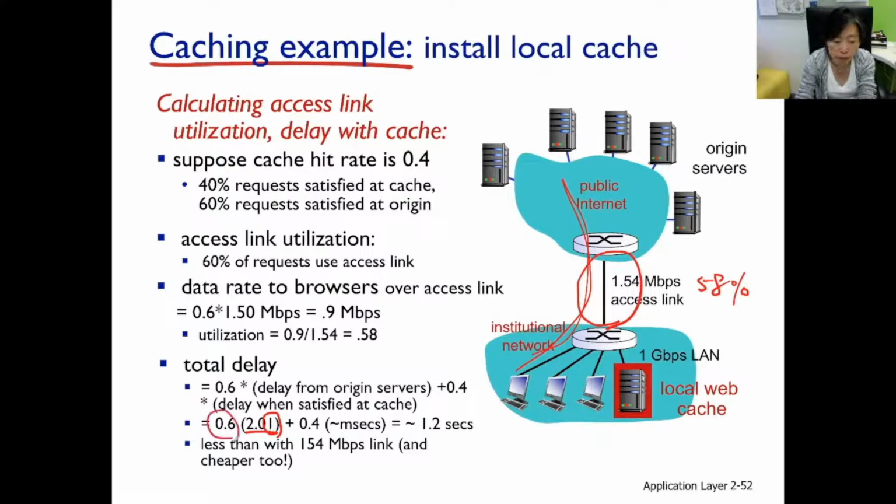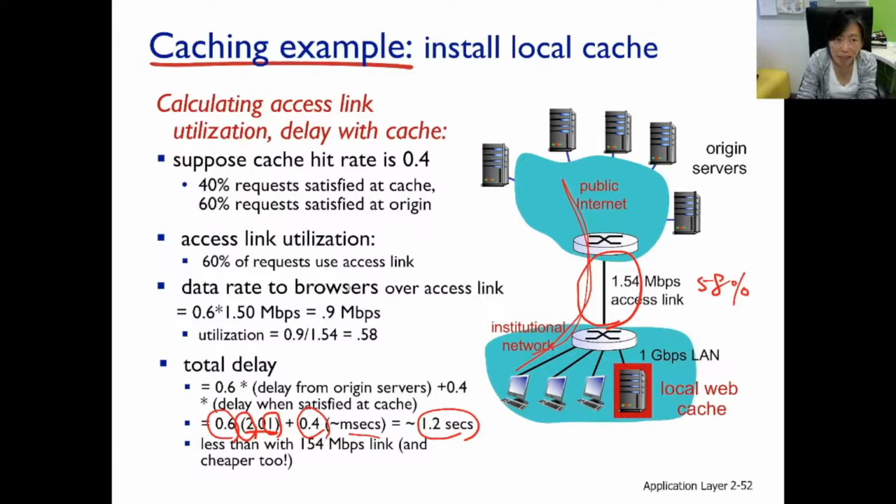And 60% of that plus 40% of milliseconds. The dominating component is the 2 seconds. So you see here, the overall total delay on average is going to be about 1.2-something seconds. Is this better than scenario 2? It is, right? In scenario 2, you have at least 2 seconds.